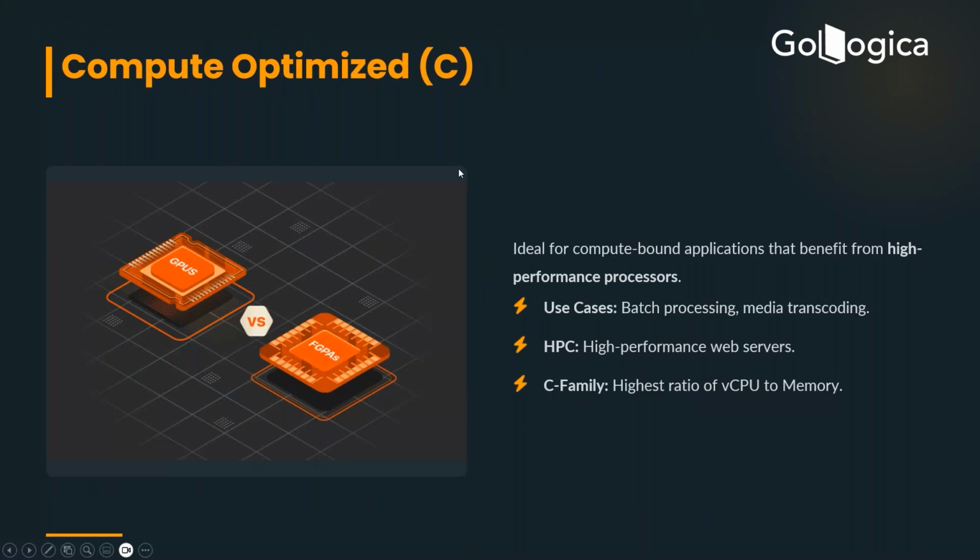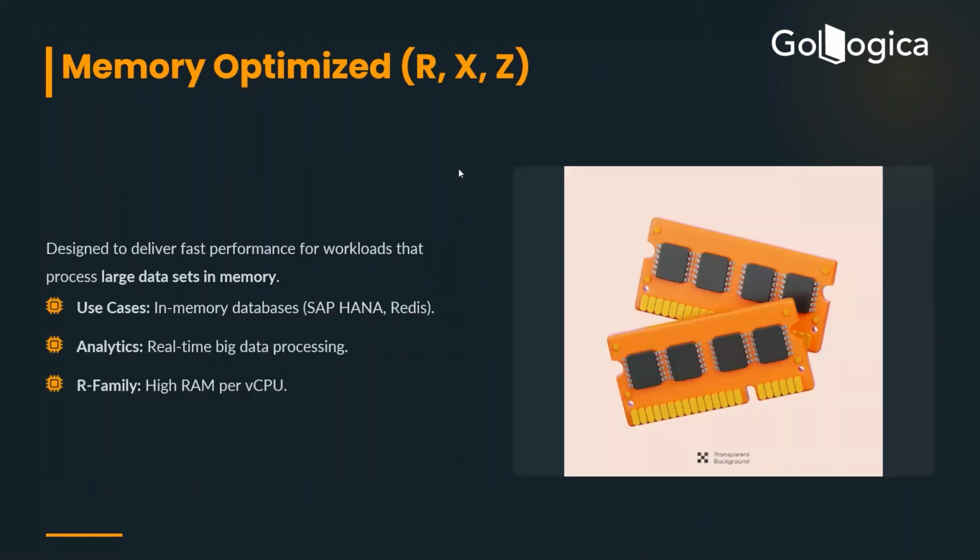So this is where compute optimized comes in, when you have a lot of requirements for your compute. And then we have memory optimized, the R, X, and Z families. Generally they have better memory, that is RAM. They are designed to deliver fast performance for workloads that process large data sets in memory.